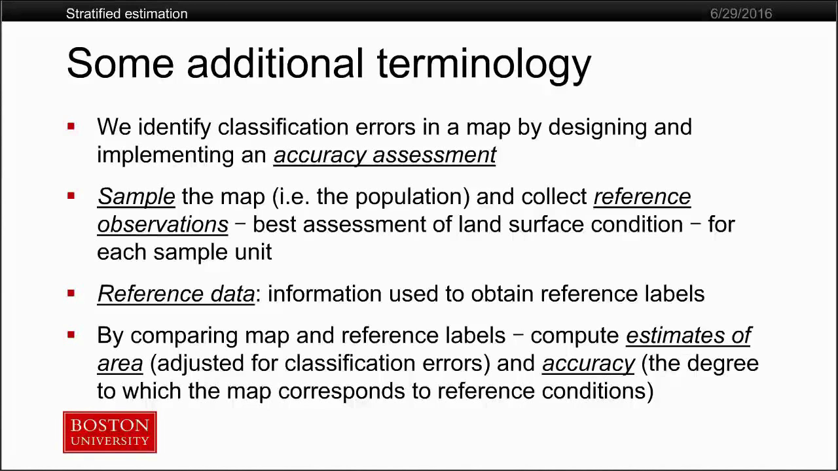Okay. Which means that for each unit in our sample, for each location in our sample, we then have a reference label according to the reference data, and we have a map label. And we can compare these two to say something about how accurate the map is. Meaning, to which degree does the map correspond to reference conditions? The measures of accuracy will express the degree to which the map corresponds to reference conditions. And usually of higher importance are the area estimators that we can construct from the sample of reference observations.